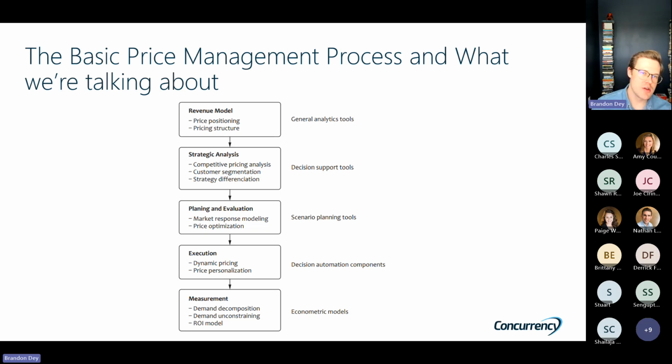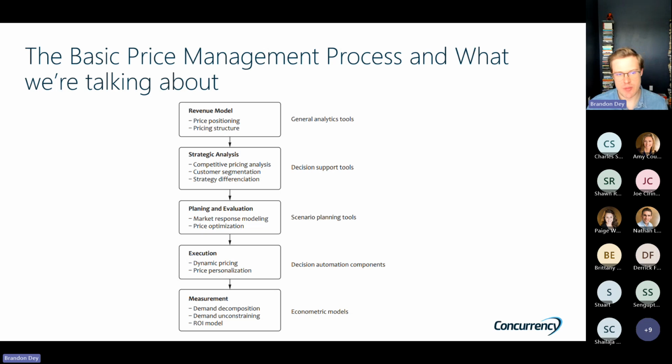So here's what we're talking about when we talk about basic price management and the process behind it. This is a huge topic. Whole business textbooks are written about this, and I'm trying to condense it all into a cute picture, so necessarily cleaving off lots of information. At a high level, you've got your revenue model, which includes both your price positioning and pricing structure. Then you move into more strategic analysis. Then you move into planning and evaluation, which is scenario planning and market response modeling. And then you've got execution, dynamic pricing and price personalization, which are different things.